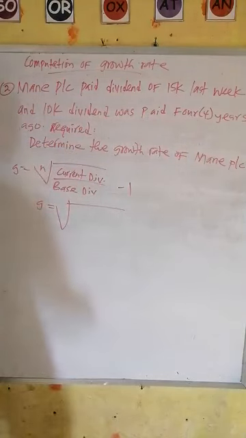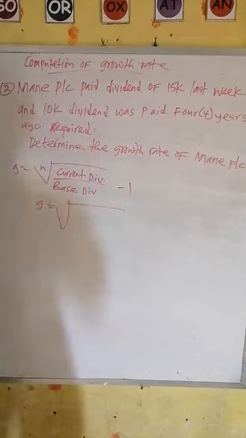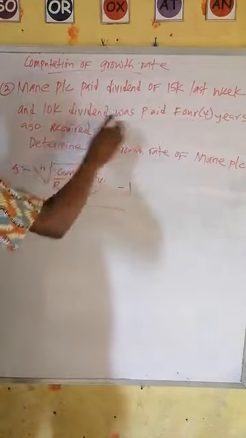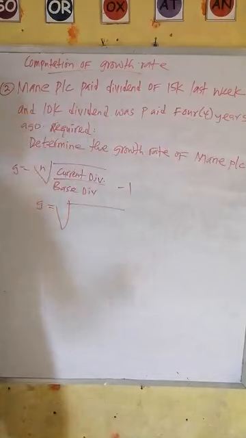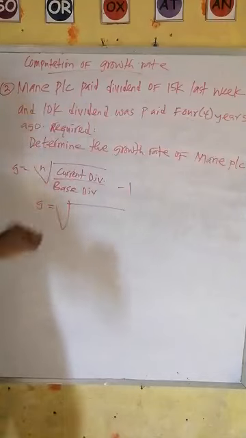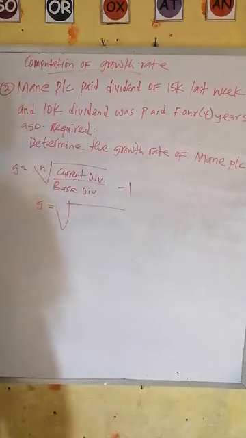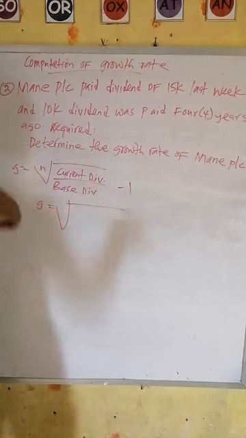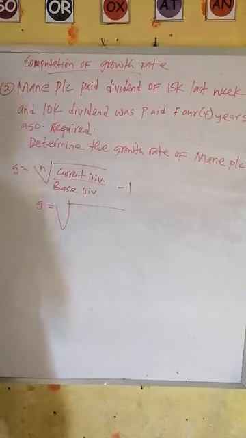In another form, to interpret this question, before we can be talking about 4 years ago, look at it. They said 4 years ago. It means for us to be saying 4 years ago, we are in year 5 already. Does it make sense? It means the current year is year 5.